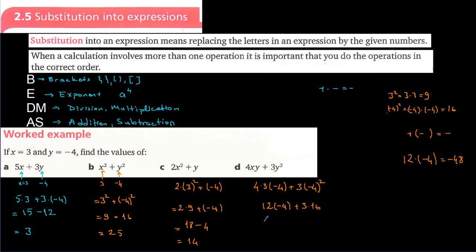So the answer here, minus 48, I'm going to write plus 3 times 16, which is also equal to 48, but here it is plus 16. You need to be careful about minus 4 square, always positive. So it's equal to 16, and 3 times 16 is equal to 48. Then the answer is going to be equal to minus 48 plus 48, which is equal to 0.